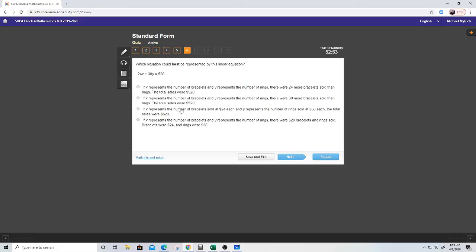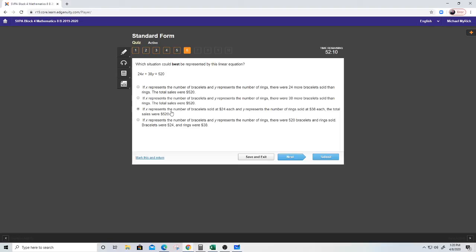If X represents the... total sales were 520. Bracelets sold for 24 each. And rings sold for... Alright, so, okay. Now I'm believing what's going on. If X represents the number of bracelets and Y represents the number of rings, there were 520 bracelets sold and... okay. This is what got me on a 7th grade test. Okay, bracelets were 24. Rings were 38. The total sales were $520.